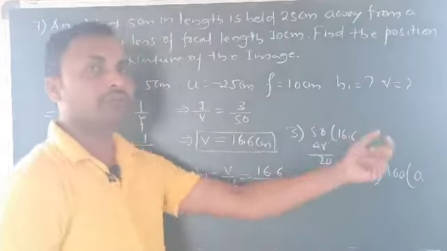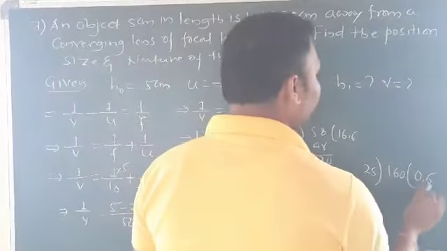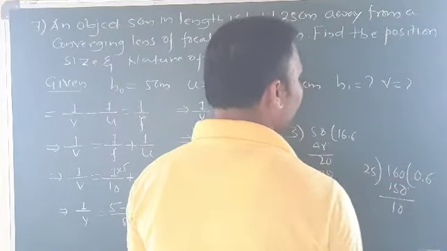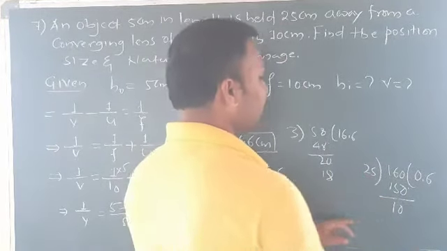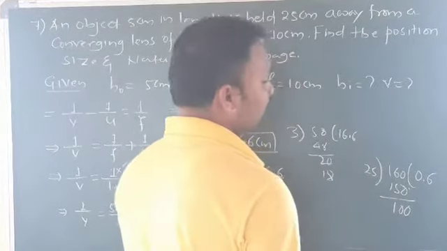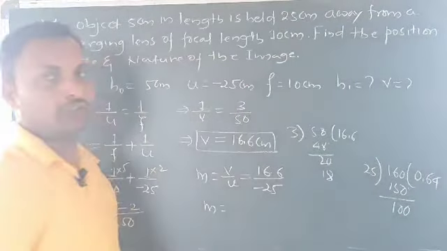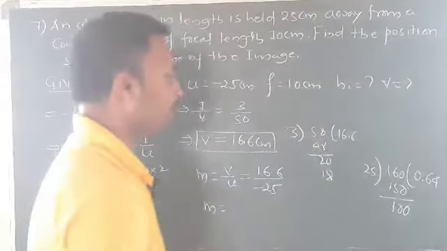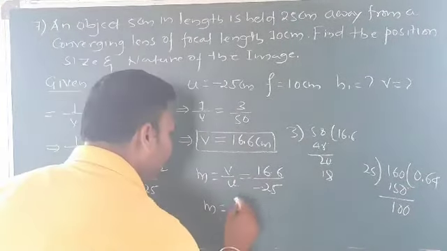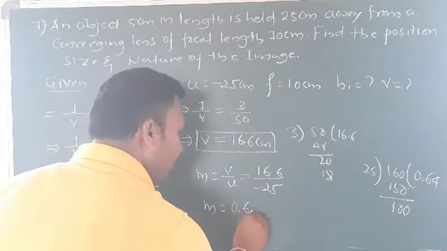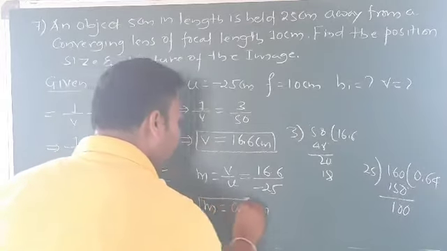So 25 and this is 16, we need to put a 0 point here. 25 sixes are 150, so 160, we get 10 here. We have 25 and again we need to keep a 0, so 100. 25 fours, so we get 0.64. So let me write here, M is equal to 0.6 centimeter only.